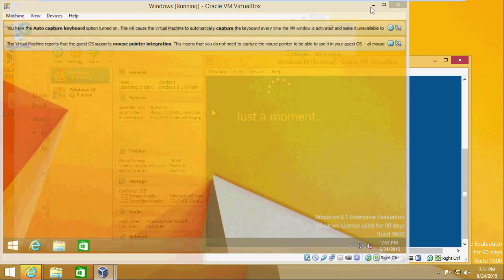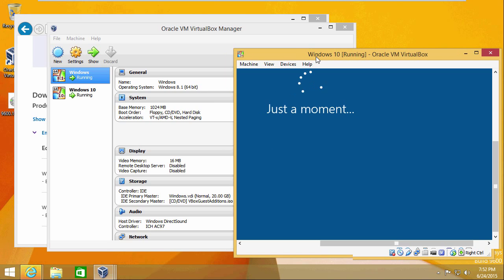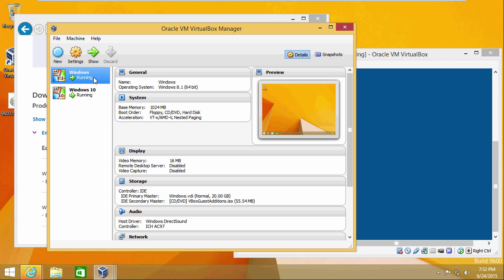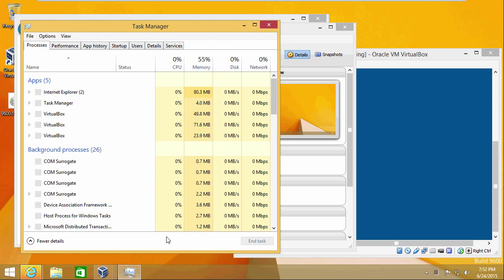And then on the other end, I have a Windows 10 VM that's finishing up the install. Obviously, it's running. I'll play around with that as well. And this is running in VirtualBox. So I have two VirtualBox VMs running, a Windows 8.1 and a Windows 10. And then let's take a look at my host that's running VirtualBox.